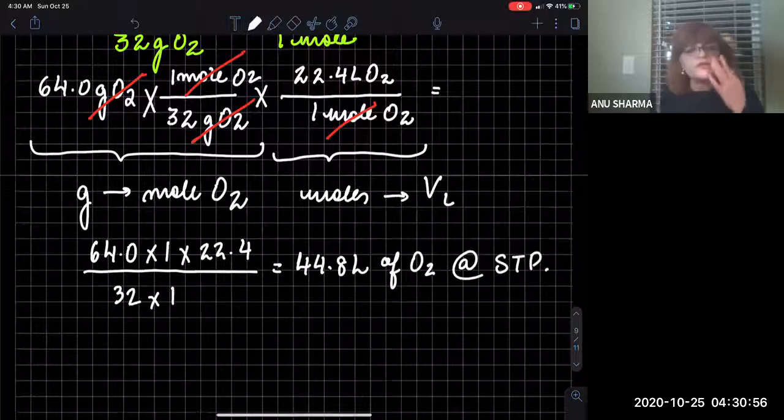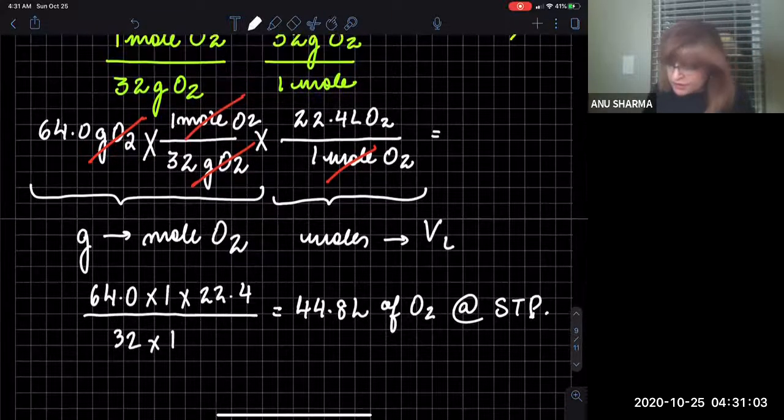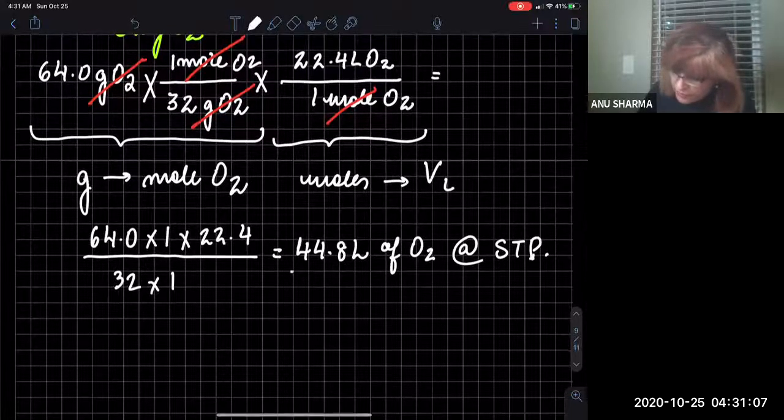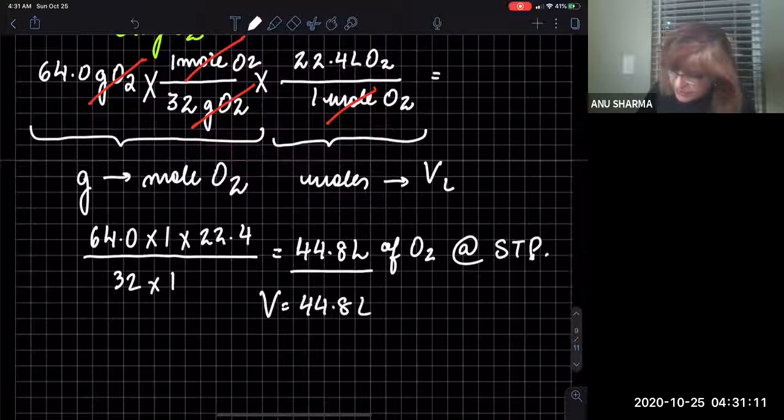So it's very important to make a mention of at what reaction conditions this is happening. Okay, so that's the volume. So volume is equal to 44.8 liters of oxygen.